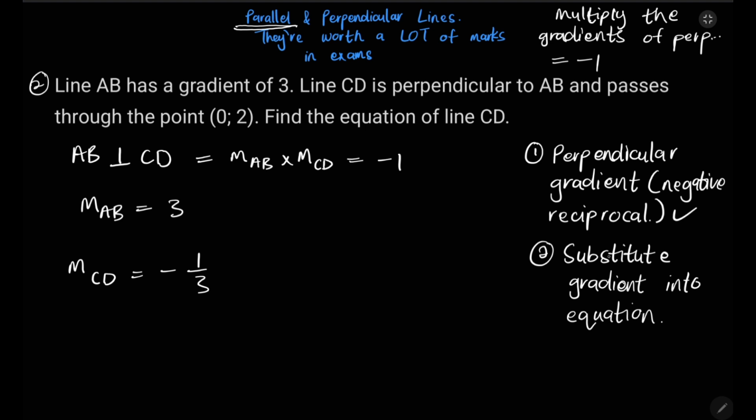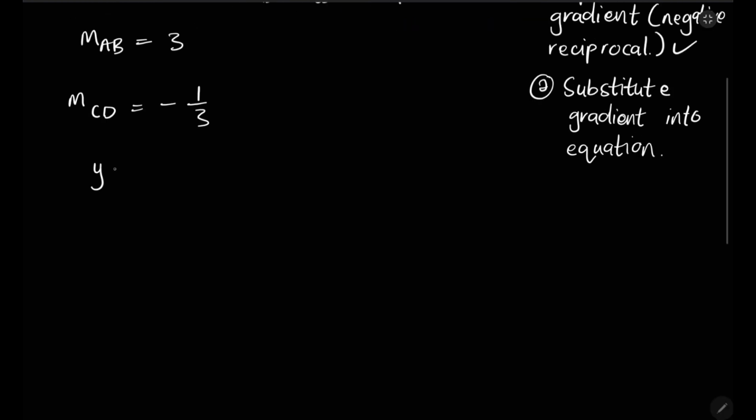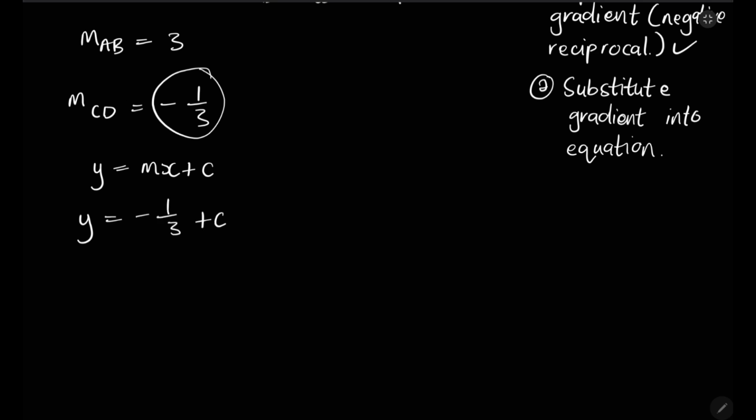Let's move to step 2, substitute gradient into equation. Now, why did I mention the equation? Find the equation of line CD. Which formula do you think we should use? The straight line formula, because I mentioned it at the beginning of the video, which is y is equal to mx plus c. Now let's substitute that gradient that we calculated into our formula. This will be y is equal to negative 1 over 3 x plus c.